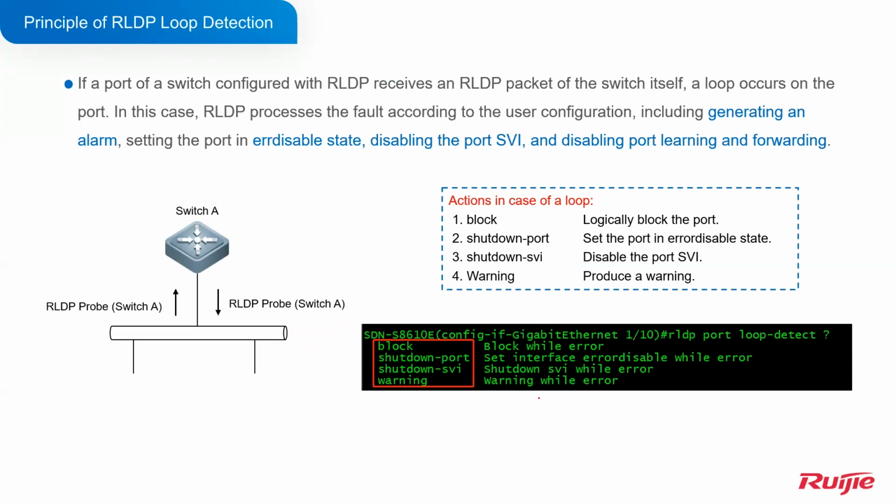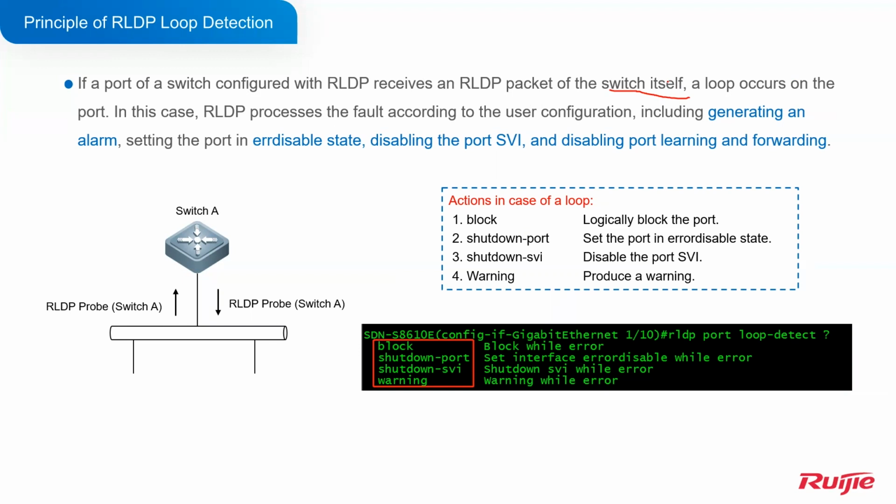If a port of a switch configured with RLDP receives an RLDP packet of the switch itself, here you should think about it. We said that the ports which have enabled RLDP will periodically send the RLDP packet. And if it can receive the RLDP packet of the switch itself, it means there is a path from this port to another port on the same switch, which means it's a loop, right? So here it says a loop occurs on these ports.